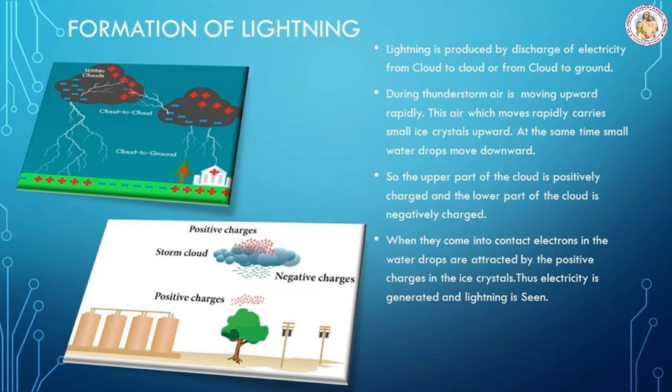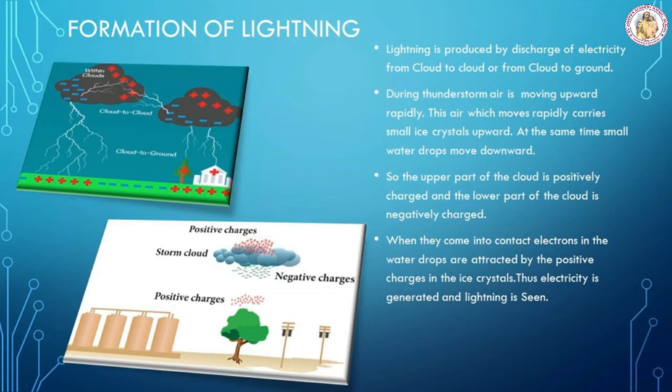When they collide, ice crystals become positively charged and move upward, and the water drops become negatively charged and move downward. So the upper part of the cloud is positively charged and the lower part of the cloud is negatively charged. Understand by the given picture? When they come into contact, electrons in the water drops are attracted by the positive charge in the ice crystals. Thus, electricity is generated and lightning is seen.